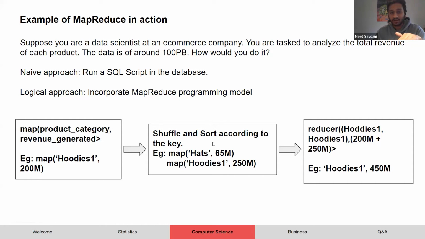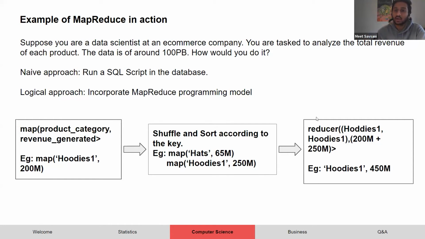After that, it would shuffle and sort according to the key. So here, hoodies1 is the key. And for the second instance, we have hats as the key. So it would sort all the keys in whatever order you have determined.